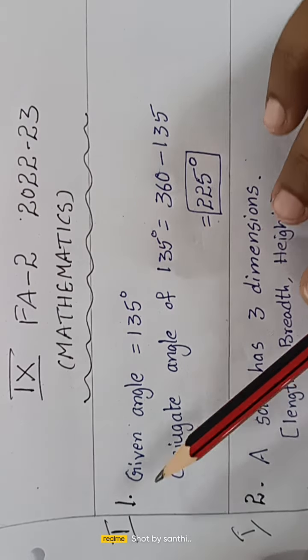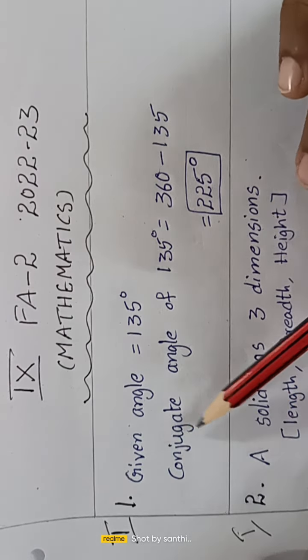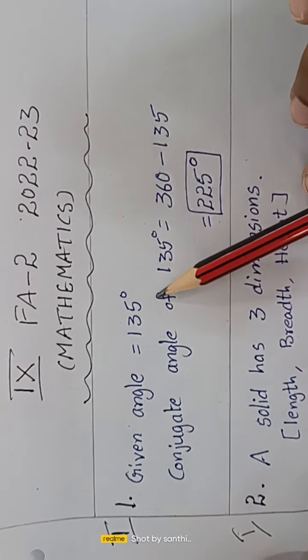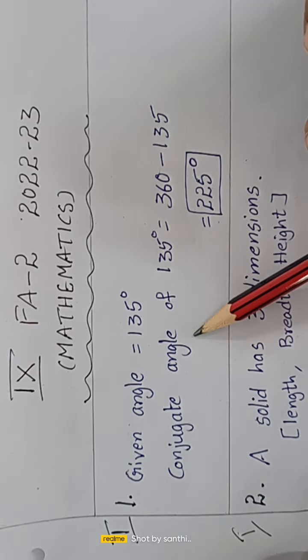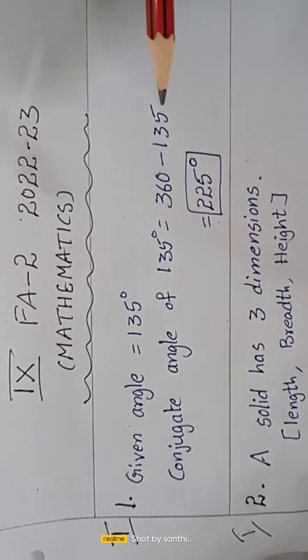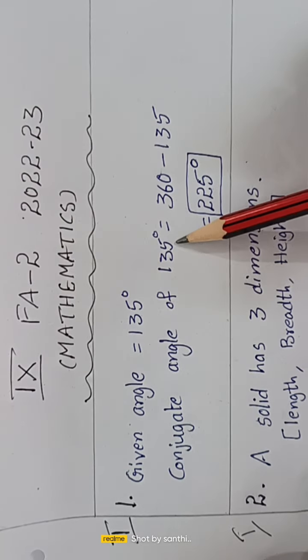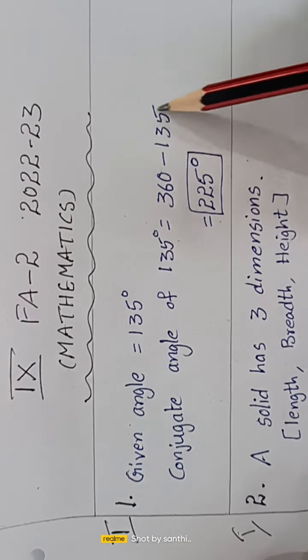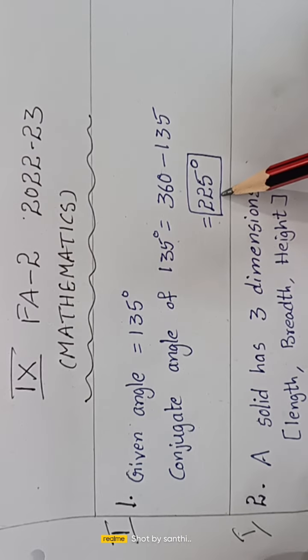First Roman, they have asked one mark questions 4. In that first question, they asked to find the conjugate angle of 135 degrees. Conjugate angle means the sum of two angles is 360 degrees, then the two angles are called conjugate angles. Then to find the second angle, we have to subtract the given angle from 360, then it is 225.